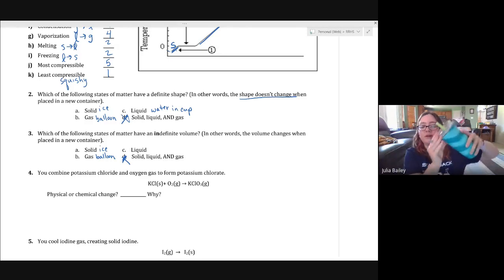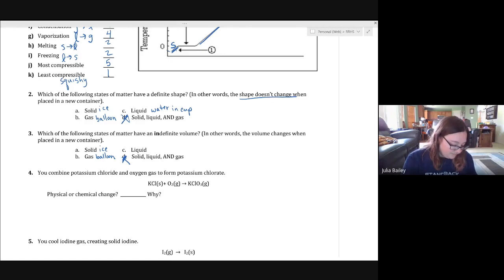And if I pour the water out of my cup, is it going to stay shaped like a cylinder? Am I going to get a cylinder of water in the sink or wherever I pour this? No, it's going to take the shape of the sink and the drain and the pipes and so on. So the shape of the water changes, and that is the opposite of what this question is asking about. This question wants ones that don't change, so it's not going to be liquid.